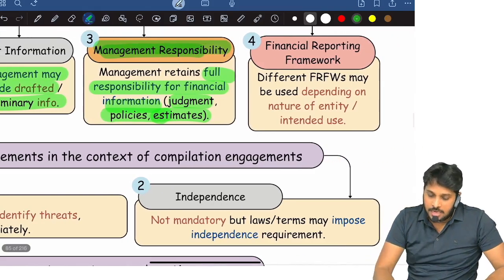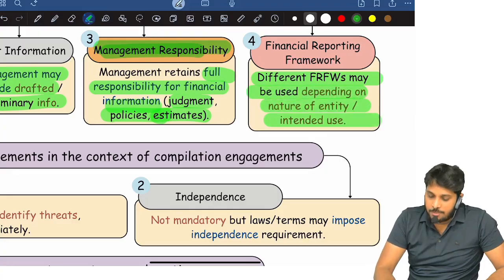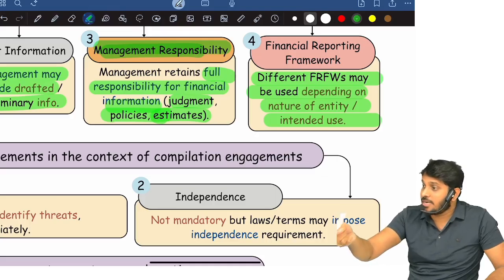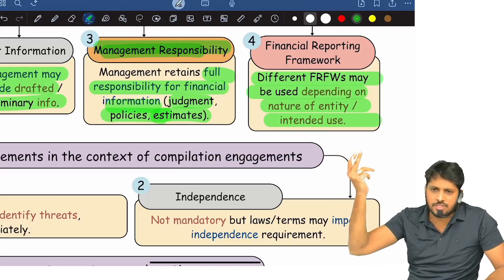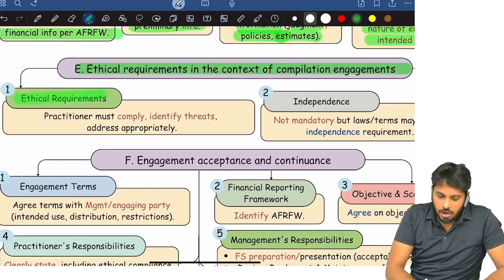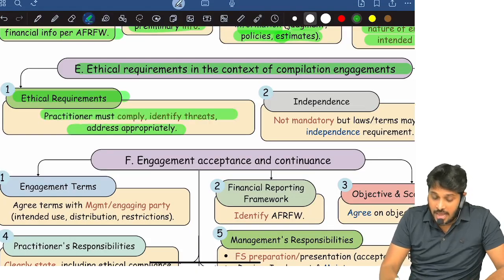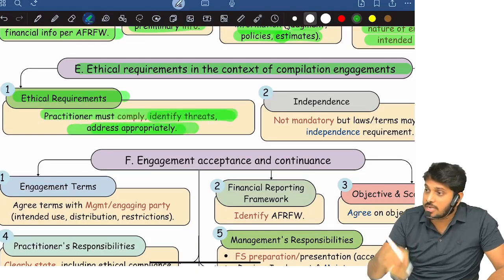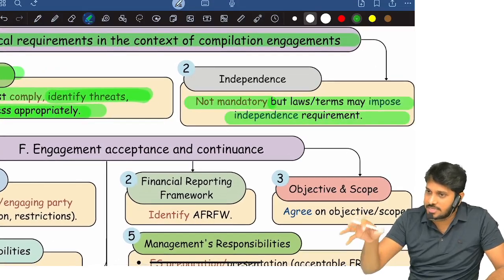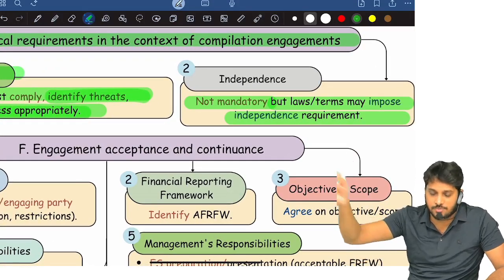Next, different frameworks may be used depending upon the nature of the entity and the intended use. How the financial information is compiled, and by following which framework, depends upon the requirement of the framework. Next, ethical requirements. You must comply with all ethical requirements, identify threats and address them appropriately, put safeguards. And remember, independence is not mandatory unless there is a requirement in law, regulation or terms of engagement.